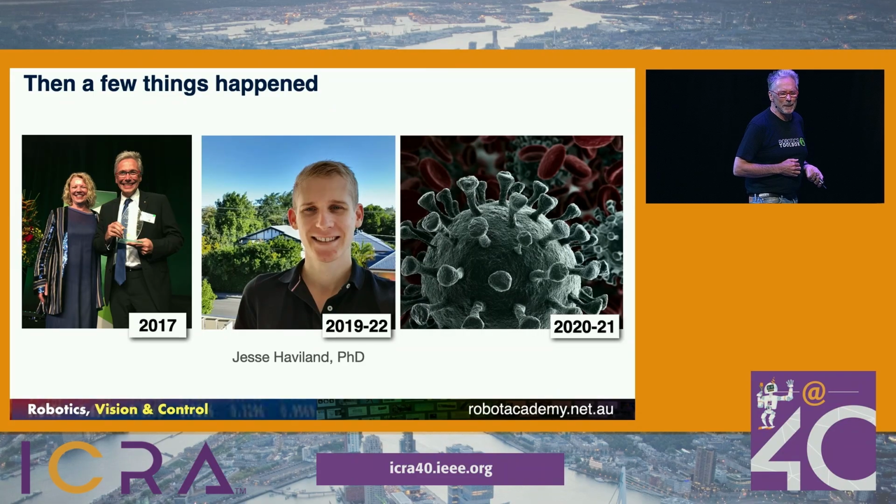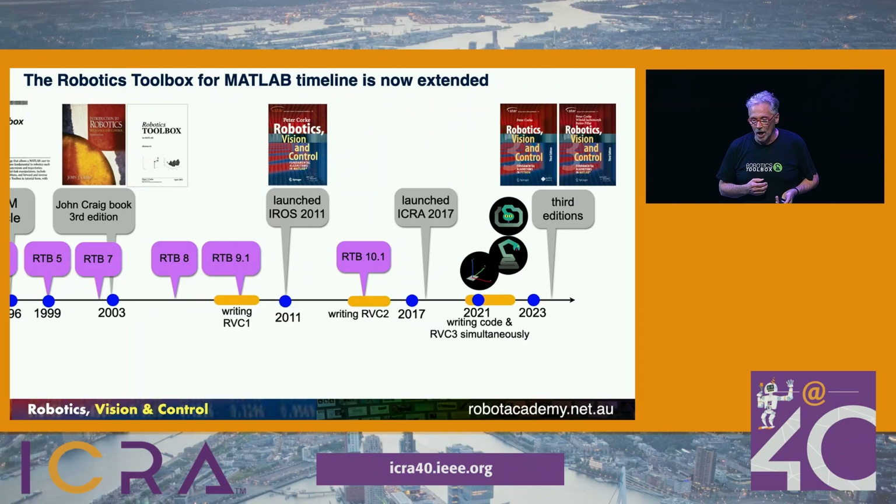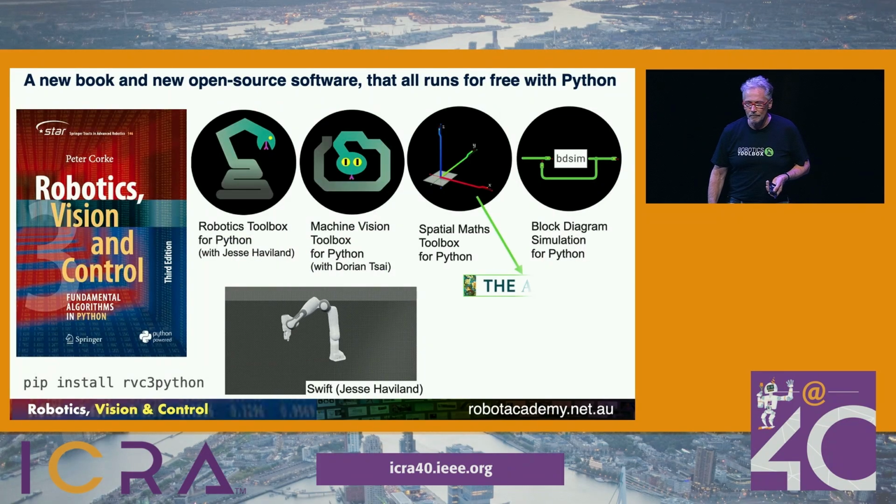We all had a lot of spare time. So in that period, 2020 to 21, it was just a really fevered effort in producing code and writing a Python version of the book. So the timeline's been extended. In the pandemic era, we cranked out three toolboxes, and 2 versions of the book came out in 23. The completely proprietary MATLAB version and the completely open Python version.